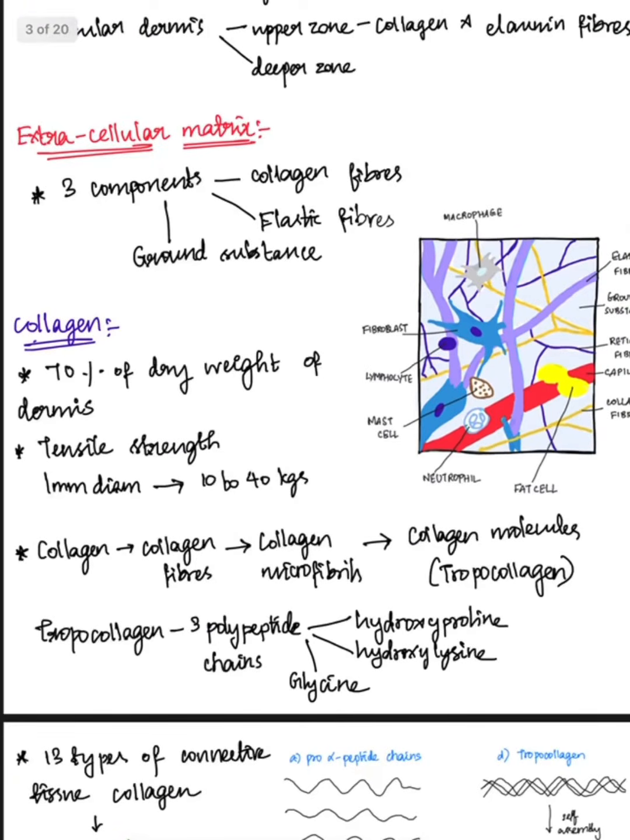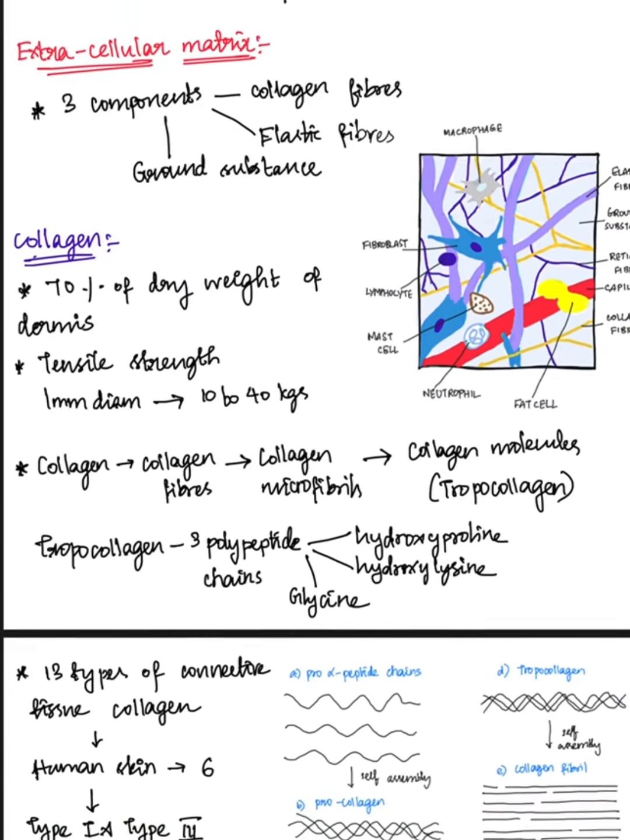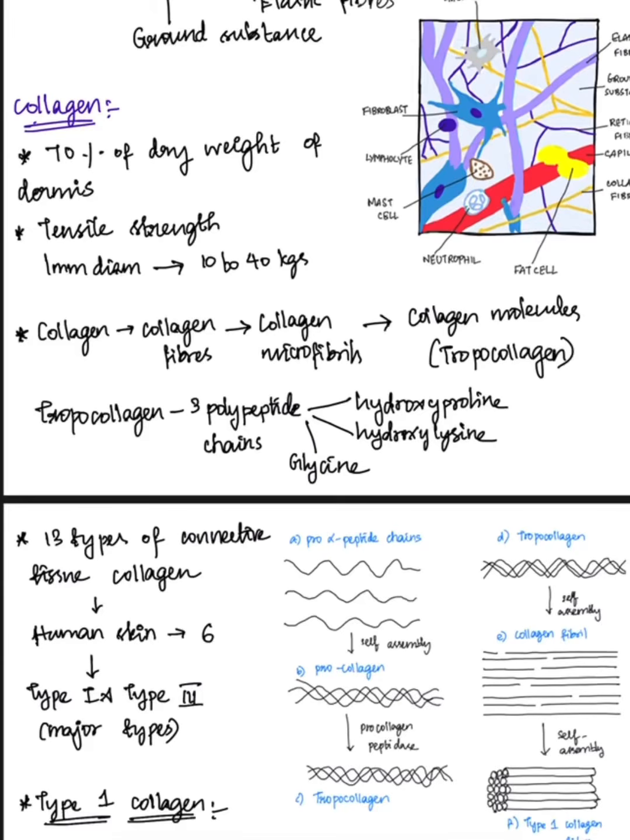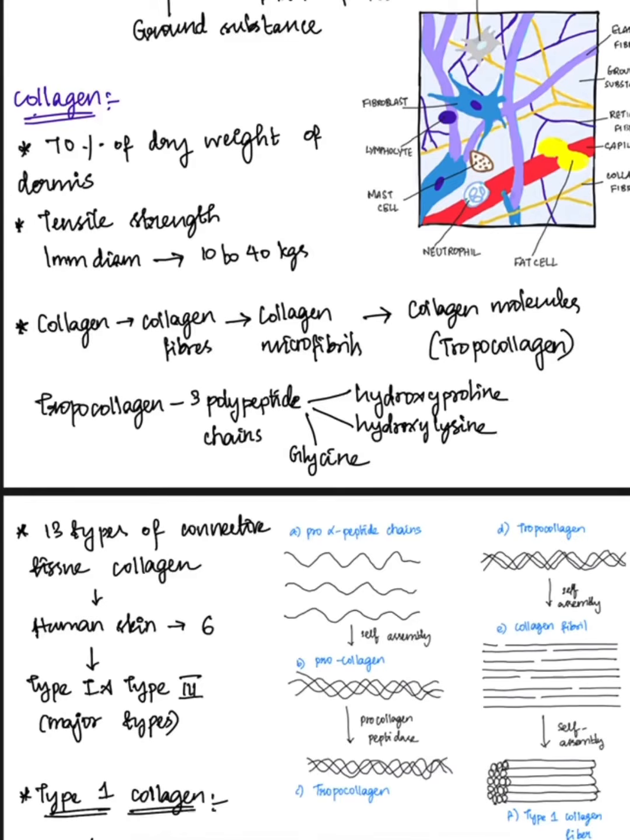This collagen occupies about 70% of the dry weight of dermis, and its main property is giving tensile strength. For example, it is said that 1 mm diameter of collagen can bear up to 10 to 40 kgs of weight without breaking. That much is the tensile strength of collagen. So how is the collagen organized?